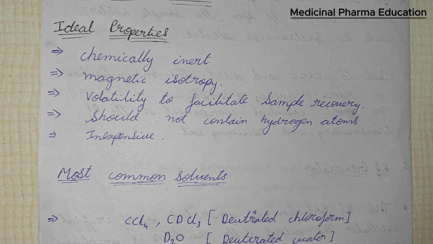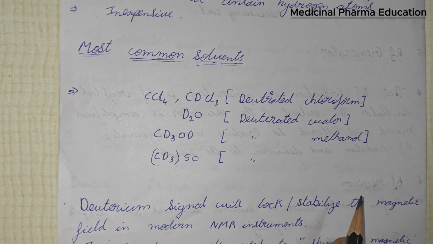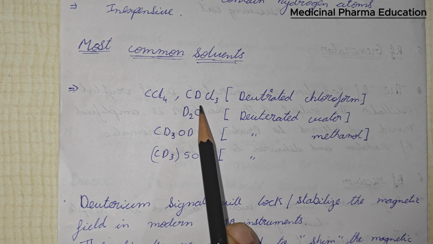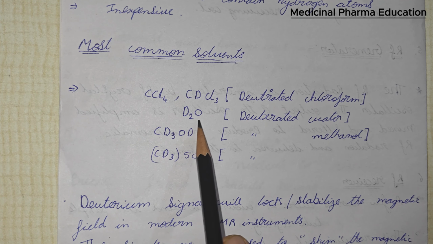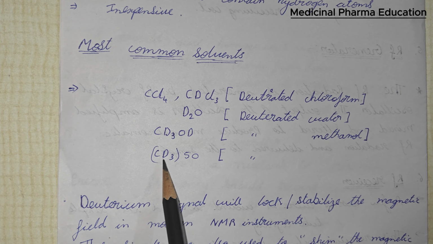Next, it should not contain hydrogen atoms. If the solvent contains hydrogen atoms, it interacts with the signals of the sample, so hydrogen atoms should not be there. And it should be inexpensive. That's the ideal properties. Next, the most common solvents used are CCl4, CDCl3, D2O, CD3OD, and CD3SOCD3. These are the common solvents used in NMR spectroscopy.